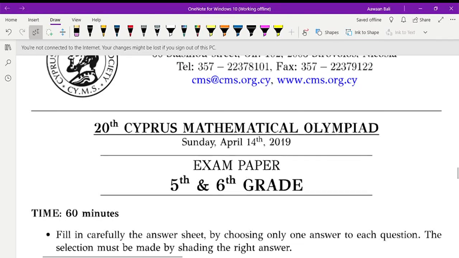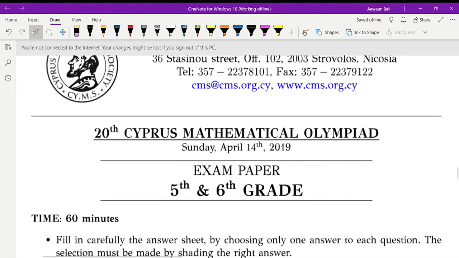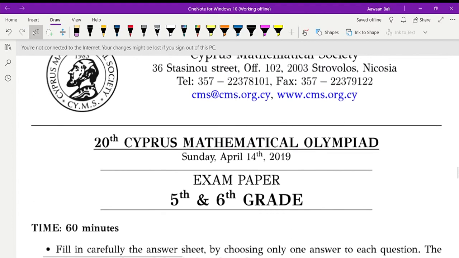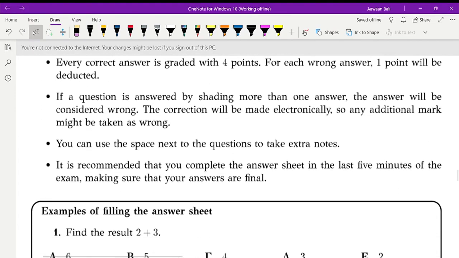Hello everyone, it's Miawan, and today we're doing the 20th Cyprus Mathematical Olympiad that happened in 2019. We're going to be covering that one, and this is the 5th and 6th grade level. So I advise this video for anybody who wants to learn more, get a feel for the paper, or check if you've already done it, or just learn something new and have fun. So anyways, let us continue.